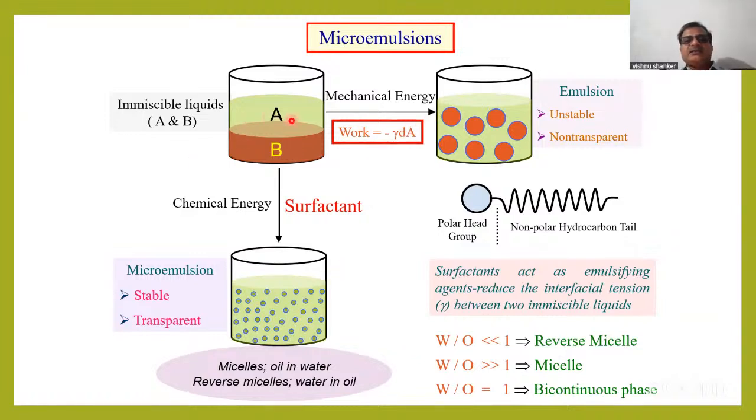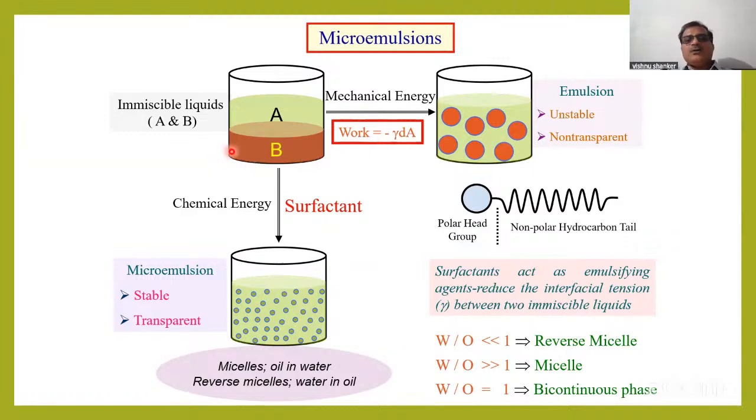An emulsion is a mixture of two immiscible liquids, right? If you apply mechanical energy to two immiscible liquids and try to mix them, they get emulsified, forming an emulsion. But the problem is that it is unstable, and of course non-transparent. If you keep it for a longer time, it goes back to the original state, meaning the two liquids get separated. Now the question is how to stabilize the emulsion.